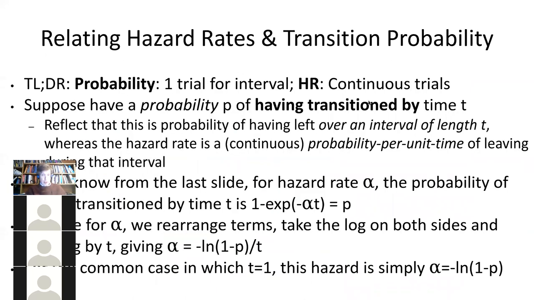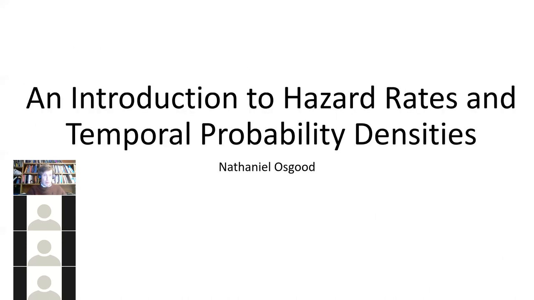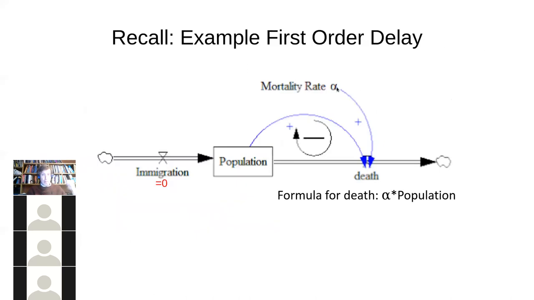So this is a continuous trial. You're getting kicks at the can continuously, not once per time unit. It's continuous. It's just ongoing. Now, this is one of the reasons I emphasize in class that it's important to recognize that these rates here are rates per unit time. In other words, they're probabilities per unit time. They're not probabilities. They could be greater than one.